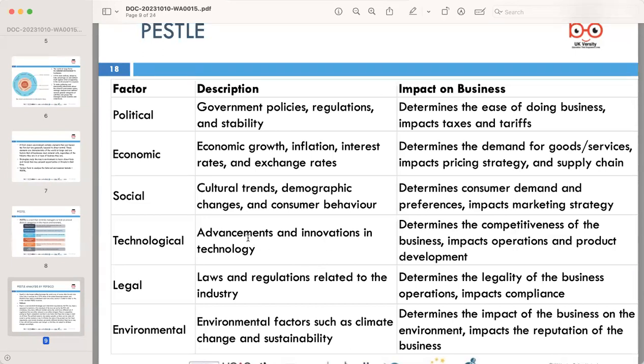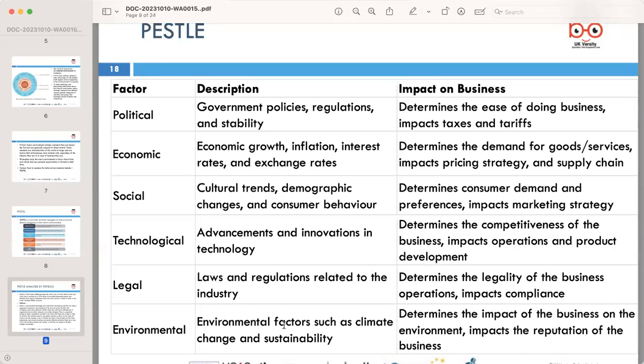Next one is technological: advancement and innovations in technology. So it determines the competitiveness of a business and impacts operations and product development. So technological factors represent advancement and innovations in technology. They determine the competitiveness of the business, influence operations, and drive product development.